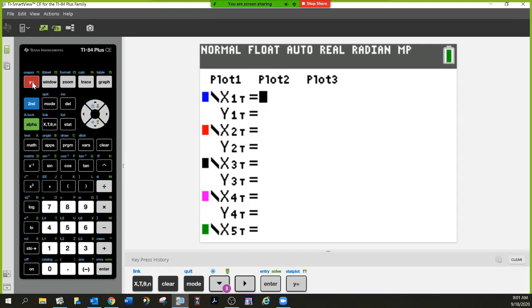Okay. So now every one of them has an x and a y option. Click mode, and then scroll down to where it says function, highlight the word parametric, and hit enter. And then I just hit the y equals button, and it took me here.